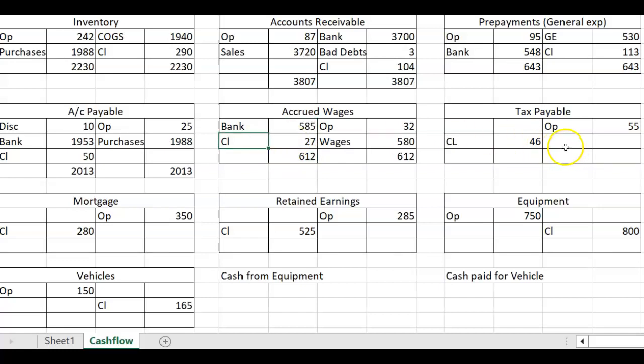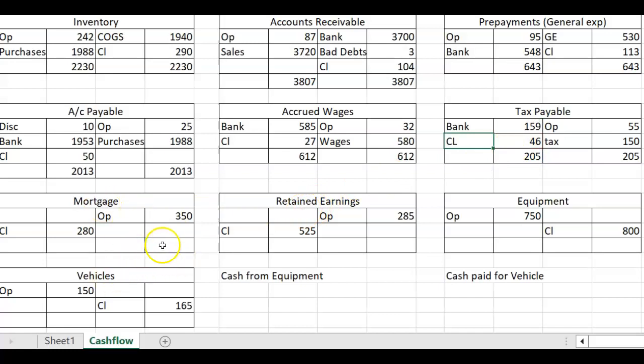Tax payable. I feel like we've done this in the previous question. So you've got opening balance, we're going to add tax. You'll see it at the bottom, income tax expense of 150 total. Bring that across, and the cash paid for tax is the difference. Getting the hang of it, well done.